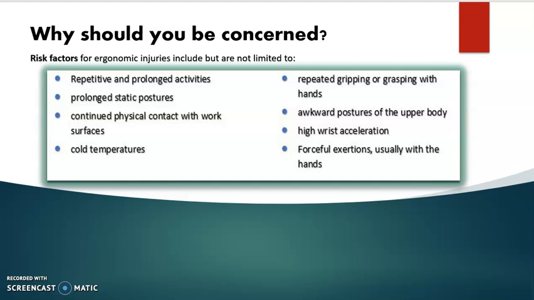So why should you be concerned about this hazard in particular? You might think that ergonomic safety is a little bit less of a priority or less of a hazard than other ones you might encounter. But since you do encounter it on a daily basis in the office, it's important to know your risk factors. So you have repetitive and prolonged activities, prolonged static posture, repeated gripping or grasping with the hands, or awkward posture in the upper body. Also, cold temperatures tend to increase the rate of any sort of stress or musculoskeletal issues that you might have in your body.